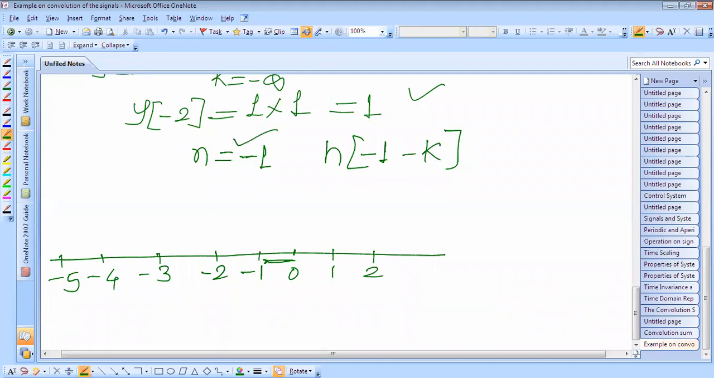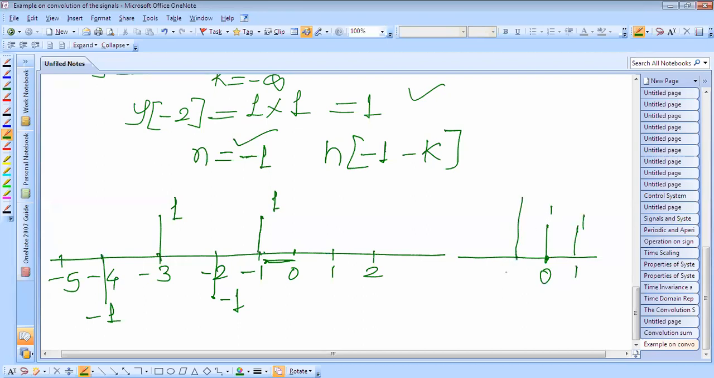So at -1 now it is 1. The response is the same. At -2 it is -1. At -3 it is again 1, and at -4 it is again -1. The response is again the same, and the input is given. The input is again the same. At 0, what is the value? It is 1. At 1 it is again 1. At -1 it is 2, and at -2 it is again 1.